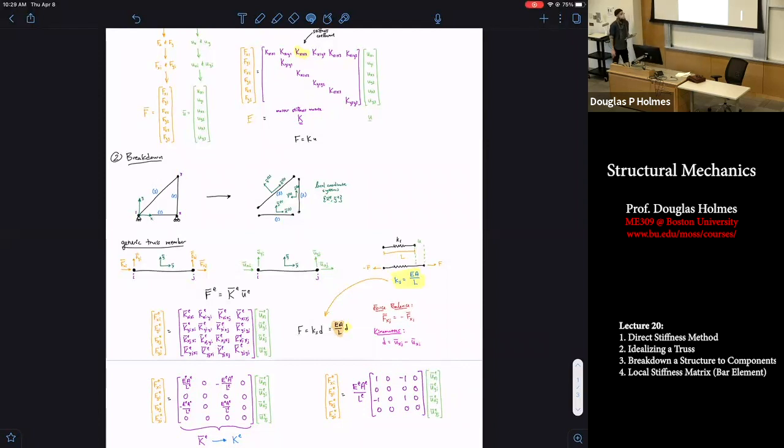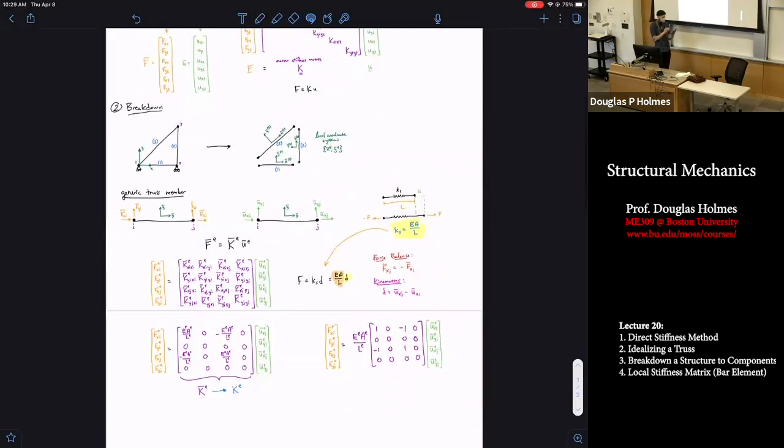So that's the way you'll more commonly see it. And so now the next step is how do we transform our local coordinate stiffness matrix into our global coordinate one. And we have time, I think, to do this for one of them.